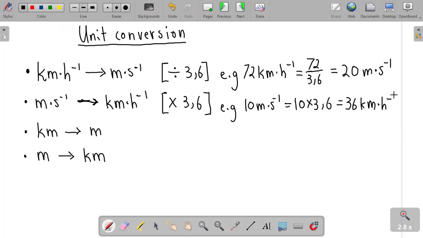And guys, please remember this. They are very important. How do we go from kilometers to meters? We multiply by 1,000. From meters to kilometers, we divide by 1,000.